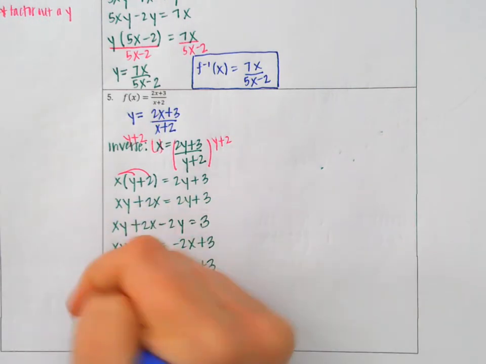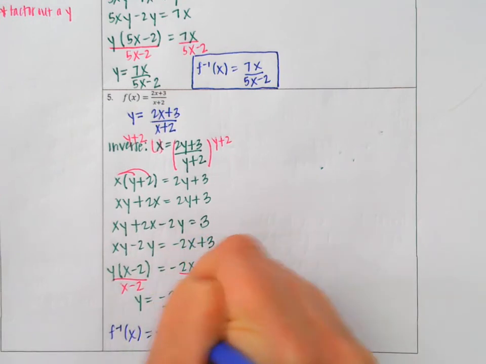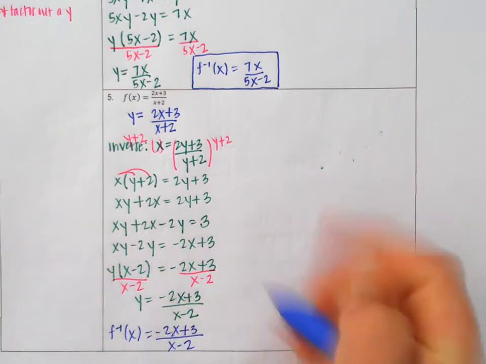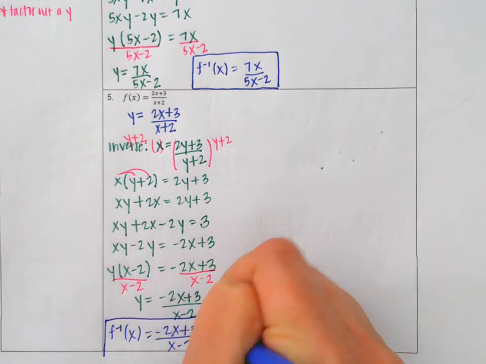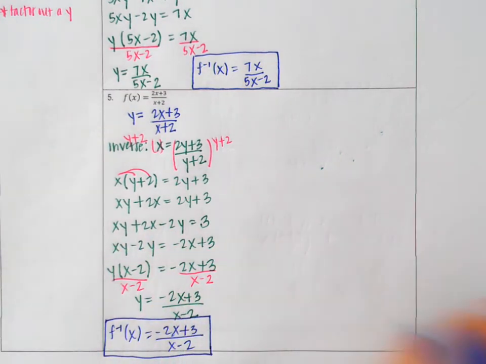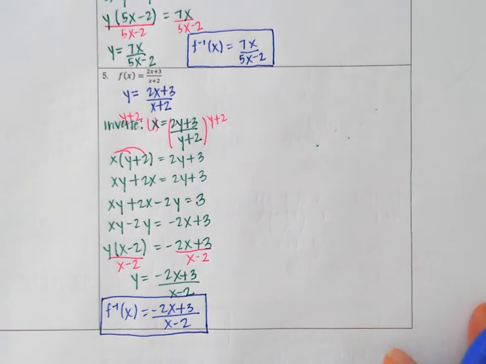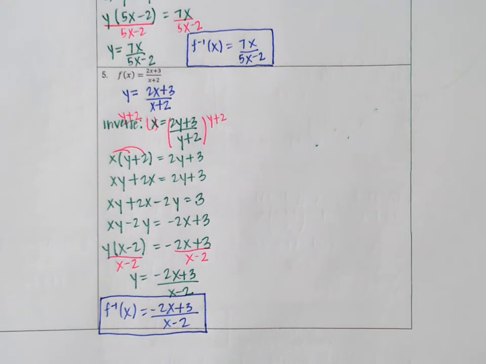And so now y is by itself, and I have the inverse. So my answer here is negative 2x plus 3 over x minus 2. And that's it. That is my inverse. So now once you get here, I want you guys to pause me here, and I want you guys to find the domain and range of both the original function and the inverse. So pause me here, try that on your own, and then come back and check your work.